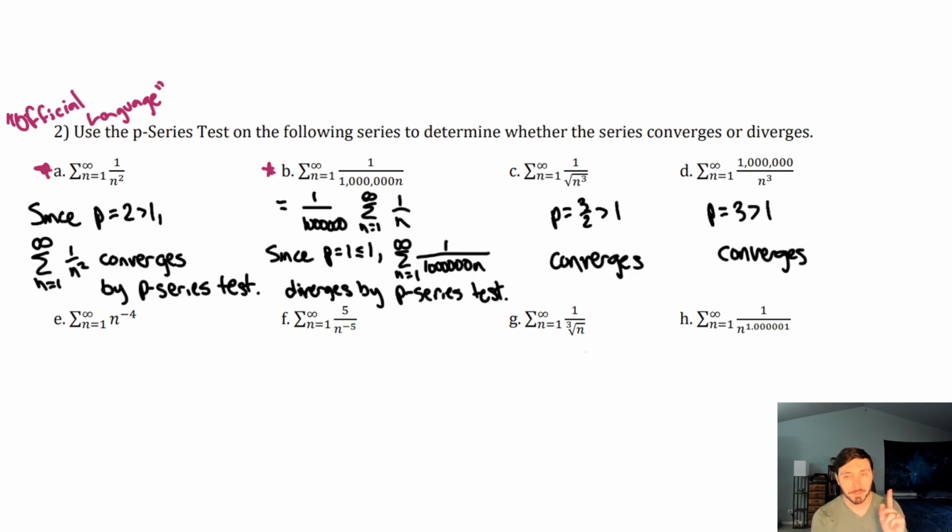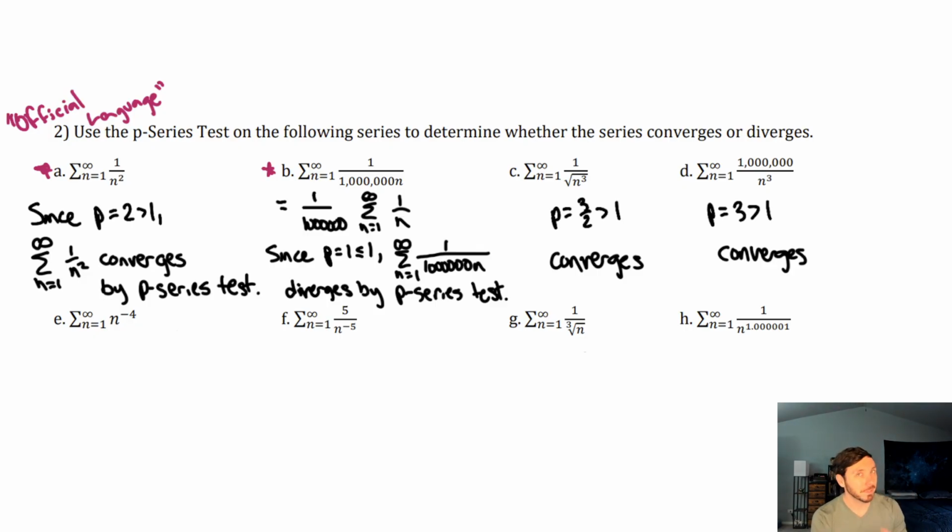Looking at D. Even though that million is kind of working against the series because we're multiplying every term by a million, that's huge, right? Who cares? Because a million is nothing in the face of infinity. We have 3 as our p-value, so it is greater than 1 and it is known to be convergent.